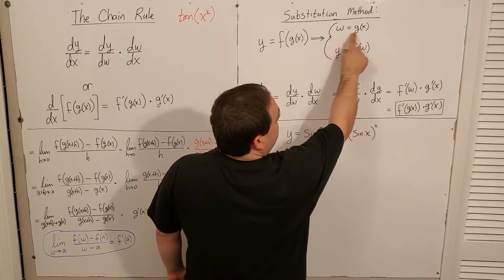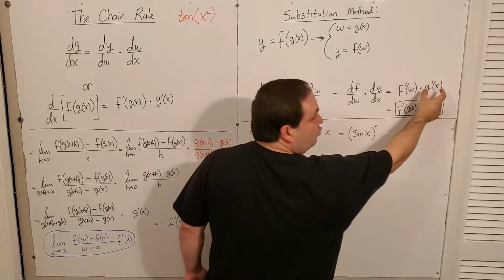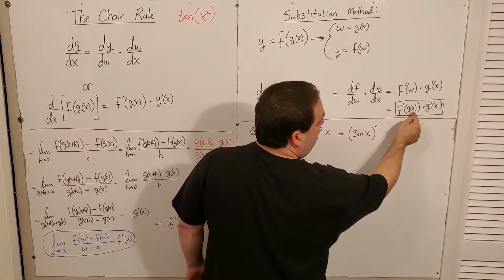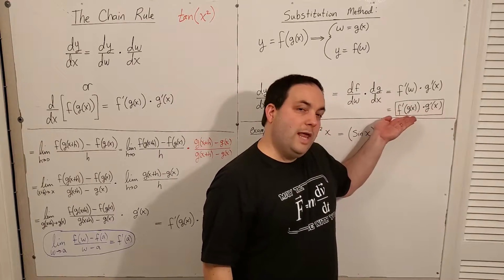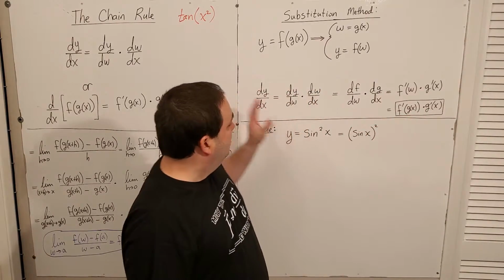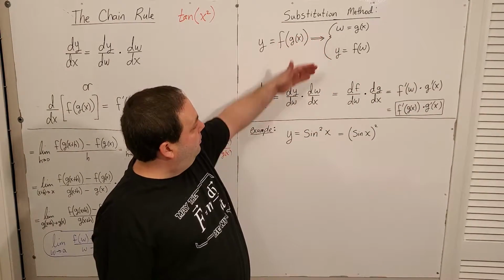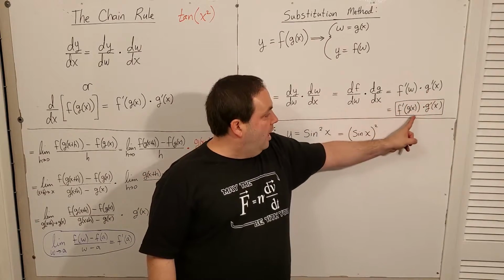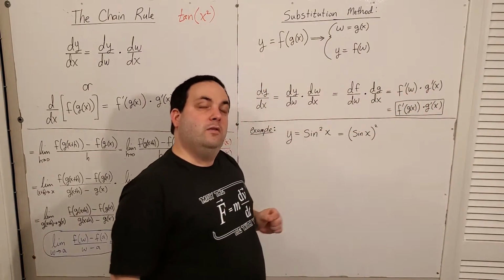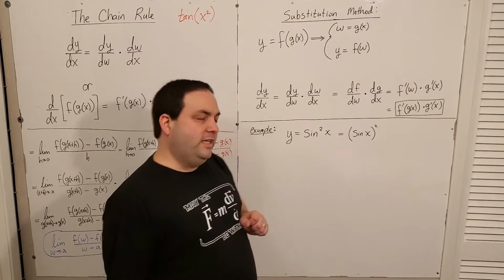But w is what? G of x. So the last step in the substitution after you've done your two derivatives is you plug back in for w, and notice now everything relies on x again. Okay? So that's the step-by-step process for substitution. I split them up, I do the two separate derivatives here and here, and then I resubstitute back in so that it looks more like the original problem. Okay? So let's do an example.